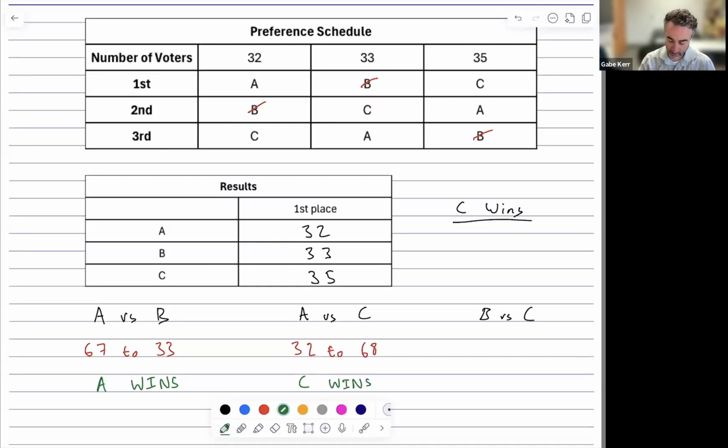And then finally, in the head-to-head matchup B versus C, we have to get rid of the A votes, all of the votes for A. So let's get rid of A. And we can see here, B is winning these ballots and losing the remaining ballots. So B receives 65 votes to C's 35 votes. So in this case, B wins the head-to-head matchup.